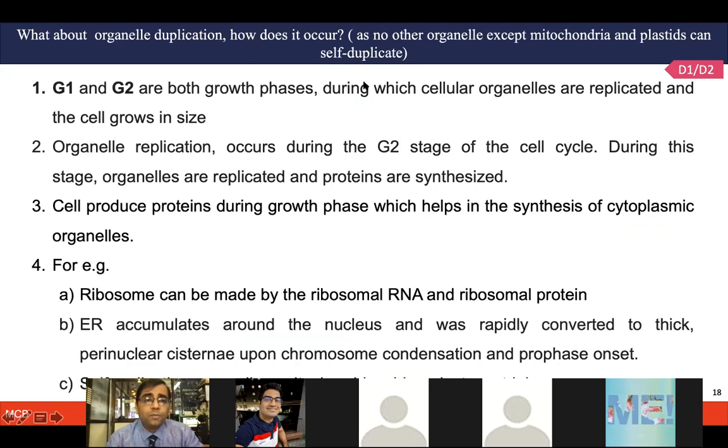Okay, the other question is, what about organelle duplication? How do other organelles, except mitochondria and plastids, self-duplicate? I think that's a nice question. Both in the G1 and G2 phases, which are the growth phases of the interphase, the cellular organelles are also going to get replicated, but not exactly as whole organelles; rather there are some machineries which are making those organelles. For example, for the ribosomes, the ribosomal RNA and ribosomal proteins are being synthesized.